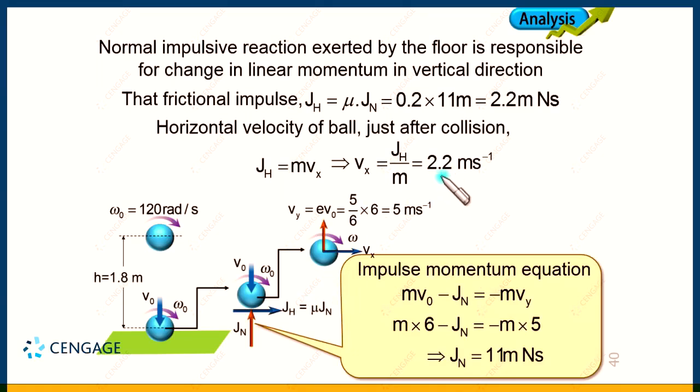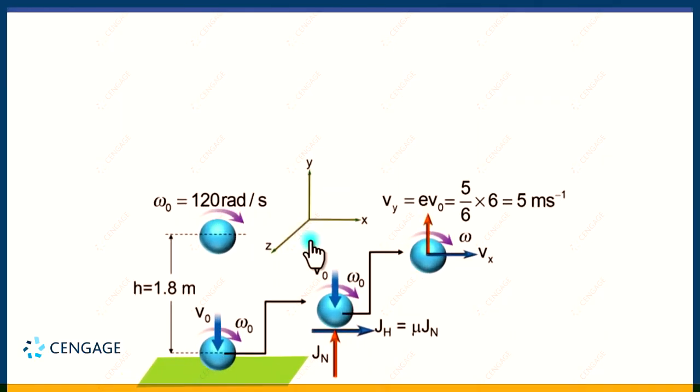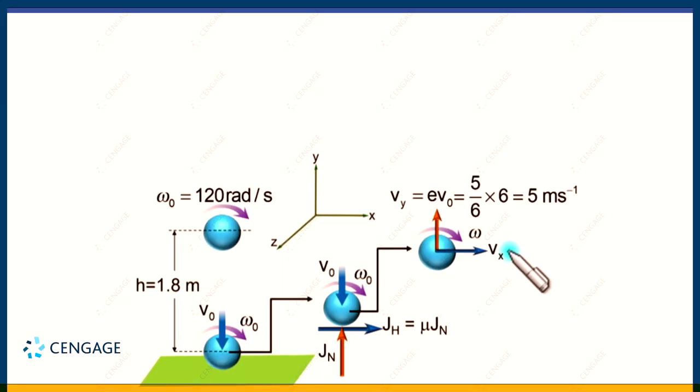So up to this point we have calculated the horizontal and vertical components of the velocity just after collision. Now let us move to calculate the angular velocity of the ball just after collision. So let us assign the x-axis, y-axis and z-axis. Let us assume the plane of the screen is the xy plane, then the z-axis will be toward you like this, right? And we know the velocity in the horizontal direction is 2.2 meter per second, and this J is equal to 2.2 m newton second, right? So we can assign the vector notation for the initial velocity.